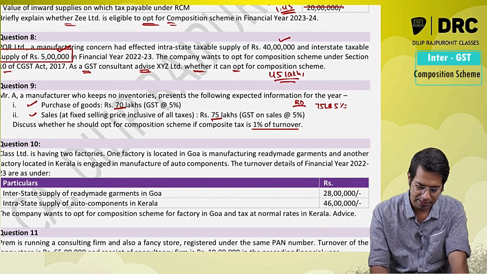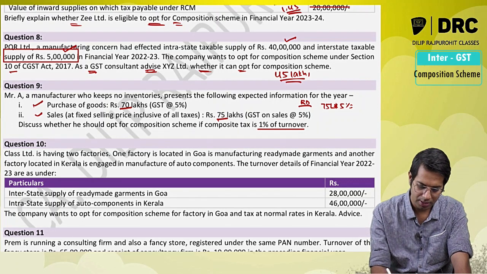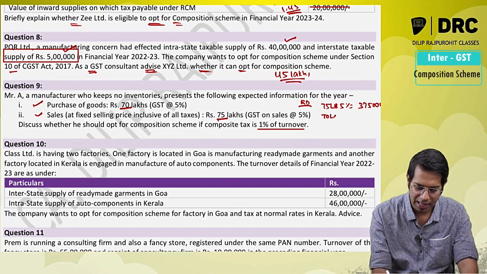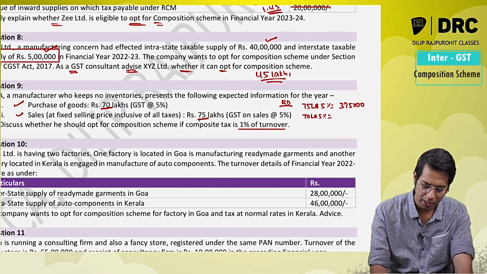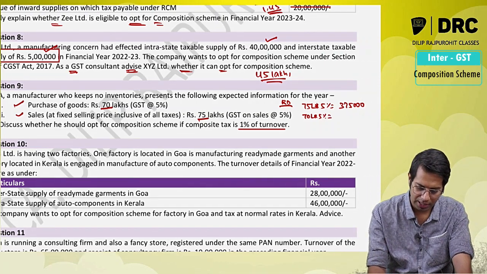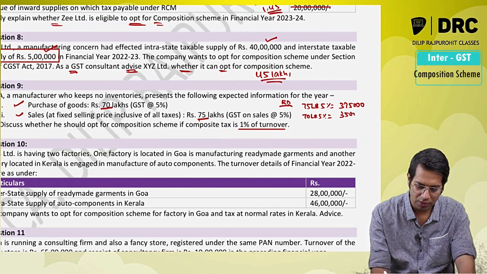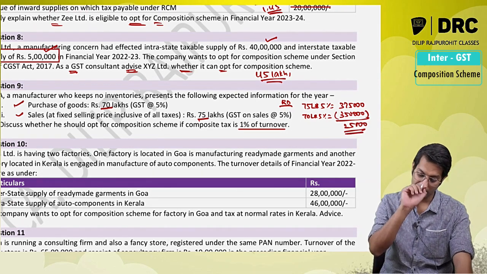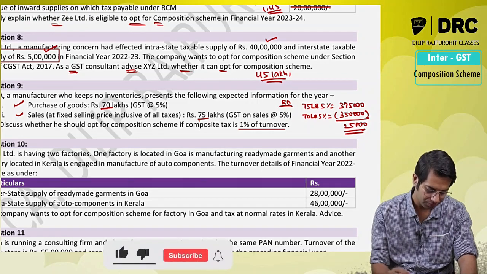We are seeing that 75 lakhs into 5% is 3,75,000, and 70 lakhs into 5%. He can also take input tax credit. If you are a regular dealer, you can also take input tax credit. So it comes to 3,50,000. So basically, in cash outflow, you will have to pay tax of rupees 25,000 in cash.